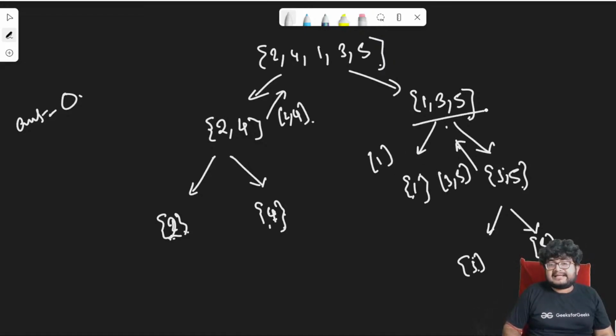So when we merge at this step, 1 3 5, we are merging 1 and 3 5. There is no inversion here, right? So we will just return, will not add anything. We'll just return the sorted array 1 3 5.